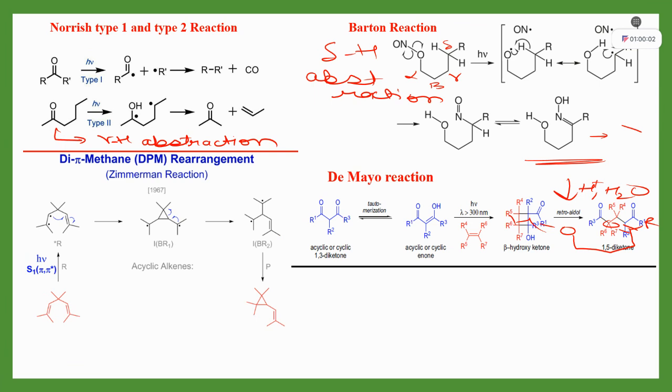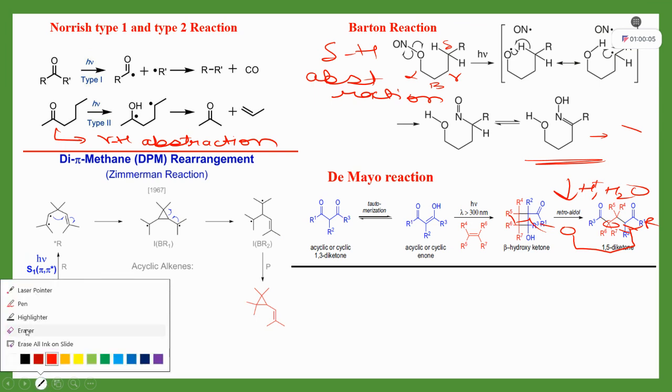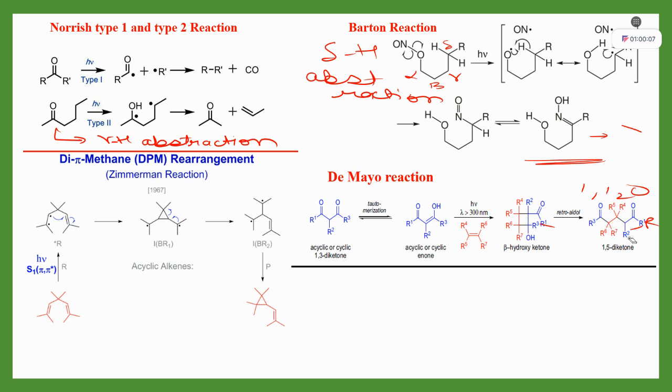Next reaction that comes is your De Mayo reaction. In De Mayo reaction, students, your 1,3-diketone is your starting material. Okay. This 1,3-diketone can undergo tautomerism, right? On tautomerism, it will change to its enol form. Then an olefin is given to you. That keto-enol form will undergo 2+2 cycloaddition with your olefin, leading to formation of beta hydroxyketone.